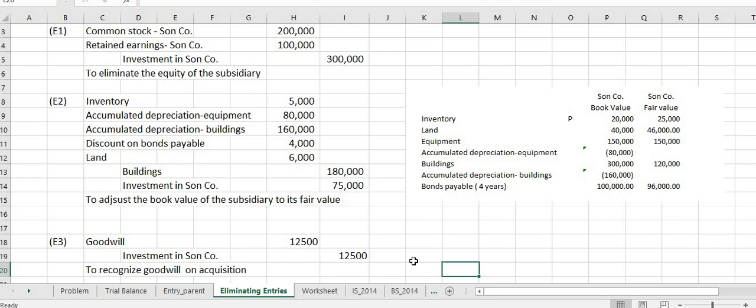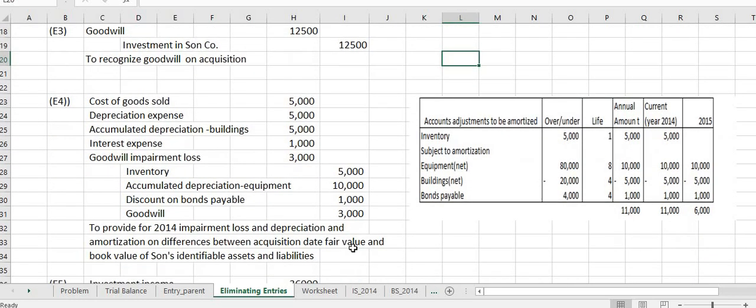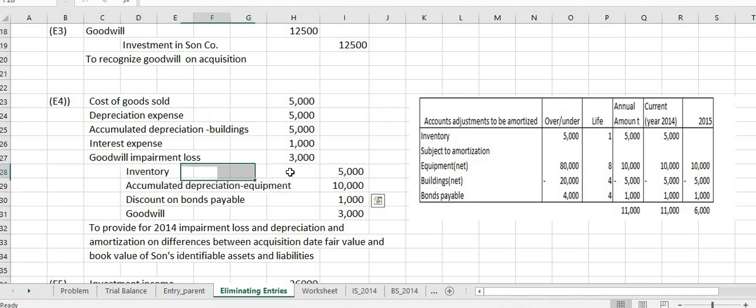Okay, but in the eliminating entries subsequent to the date of acquisition, we are to amortize the excess. So, 'di ba, this is actually the entry for the amortization of excess and the recognition of the impairment loss. Okay, so first, 'di ba, we have yung inventory natin. So, yung inventory, to record the excess, it's actually a debit to cost of goods sold and a credit to inventory. Yan.